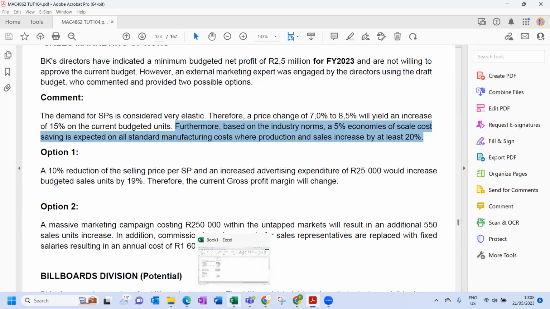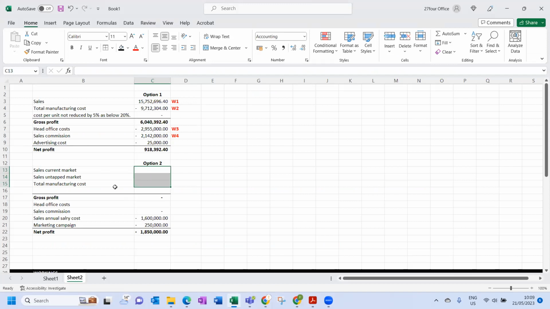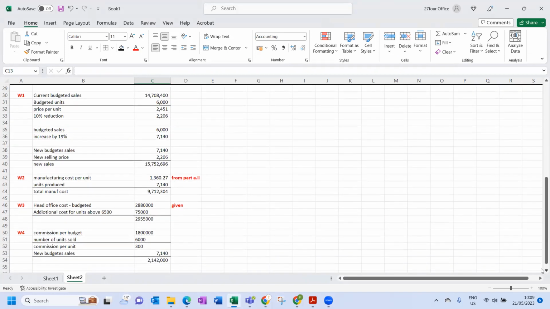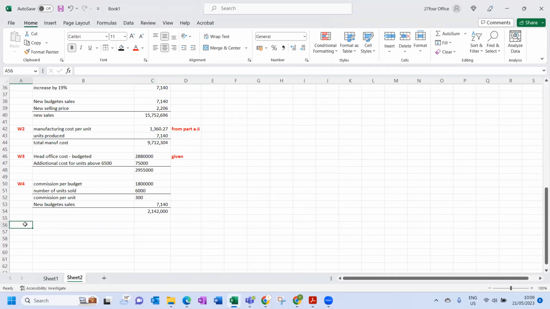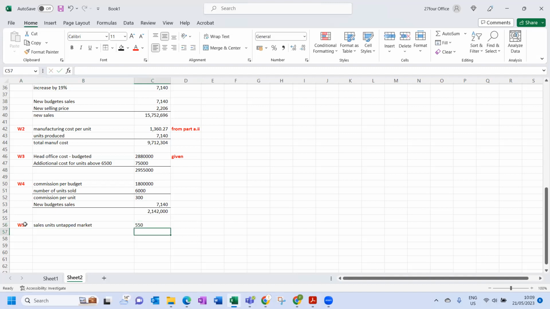So let's have a look at what we're going to deal with over here. I communicated the budgeted marketing, not willing to approve. However, an external expert was engaged. So the untapped market is going to be 550. So working 5 for the untapped market: sales units, untapped market, 550. Okay, so what would be the selling price?